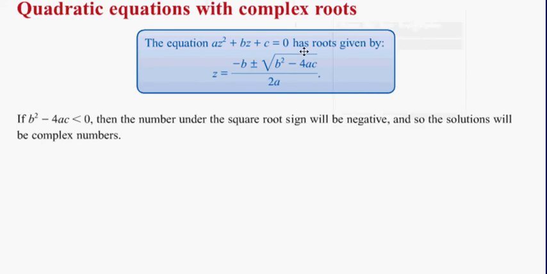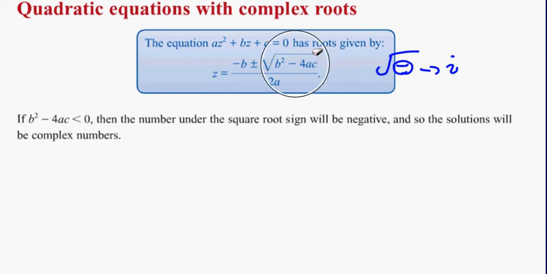Okay, so this is quadratic equations with complex roots. For example, the equation az squared plus bz plus c has roots given by the following equations, basically the minus b formula. Now remember, if this part here is smaller than 0, you're getting the square root of a negative number. This means you're going to be dealing with complex roots.